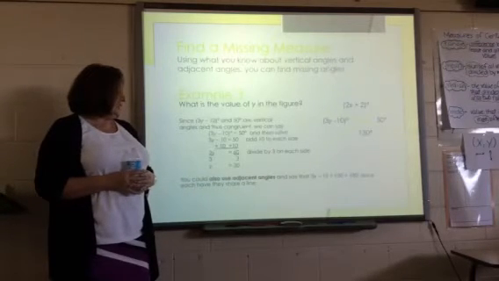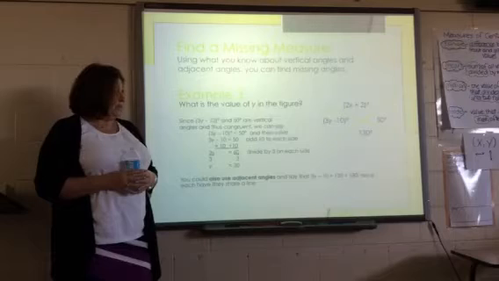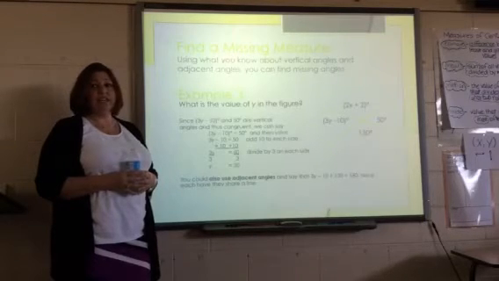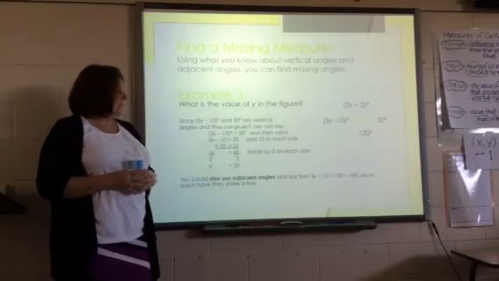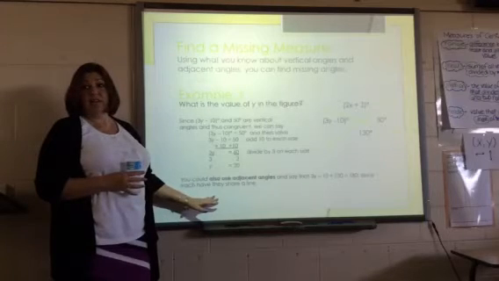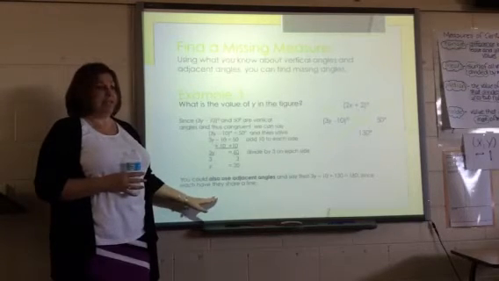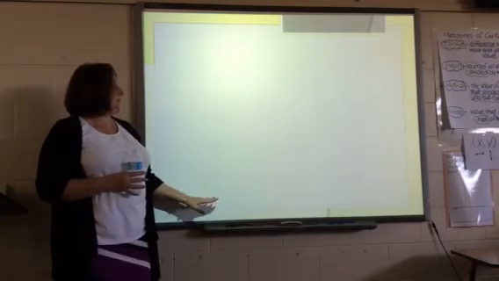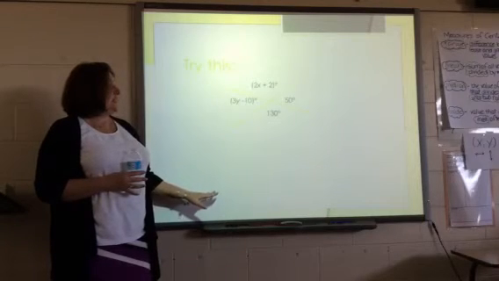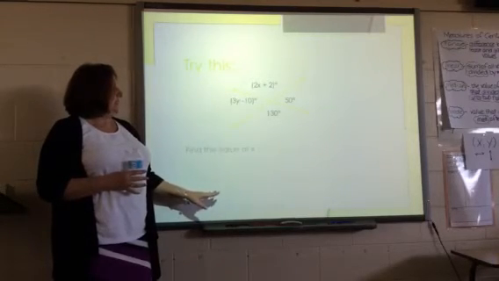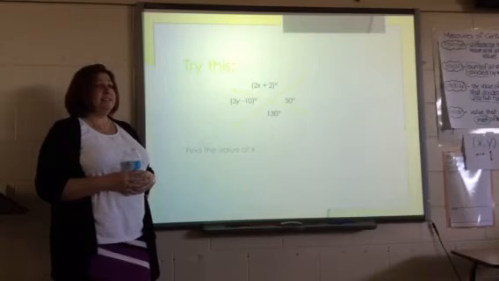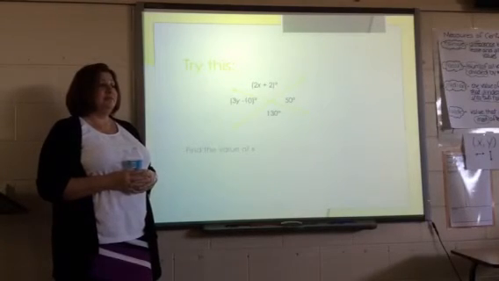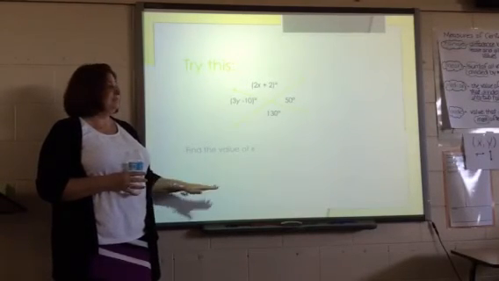I could have also used adjacent angles and said that 3y minus 10 plus 130 equals 180 degrees, and I could have solved that way as well. I would have come up with the same solution. Try this with the same diagram. Now find the value of x for a brownie point tomorrow.